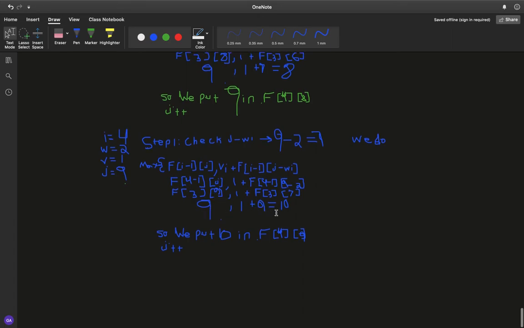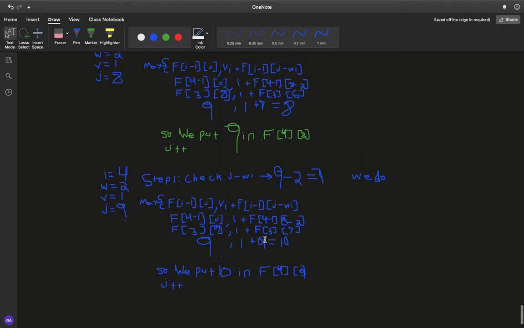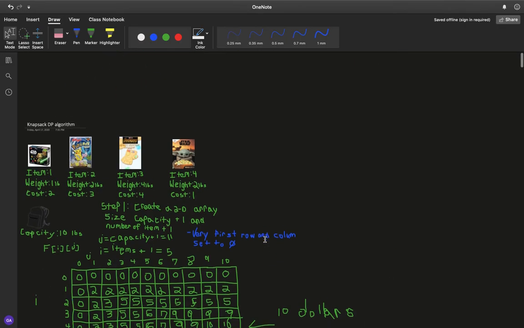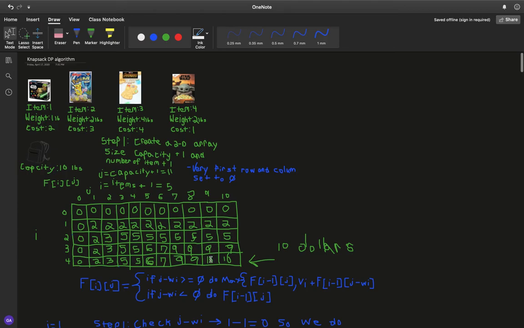So we get 9 plus 1 is 10. 10 is greater than 9, so we put 10 in f sub 4 of 9. f sub 4 of 9 is 10. As I mentioned before, we're working with this row right here, f sub 3.